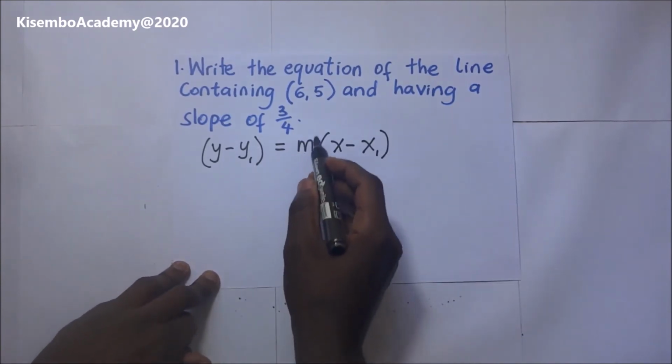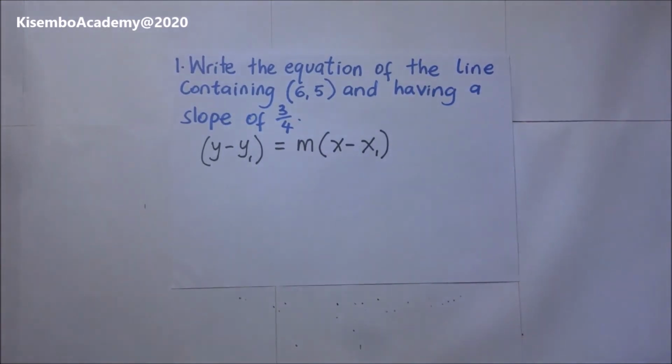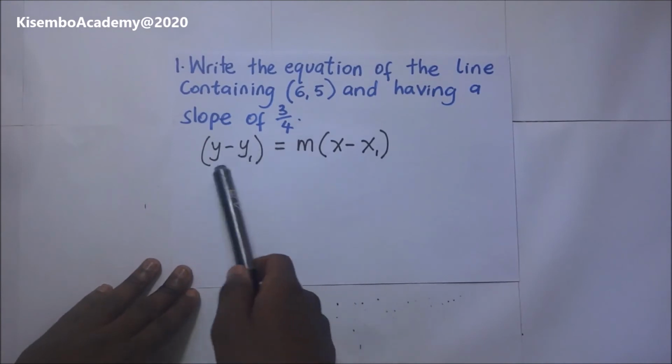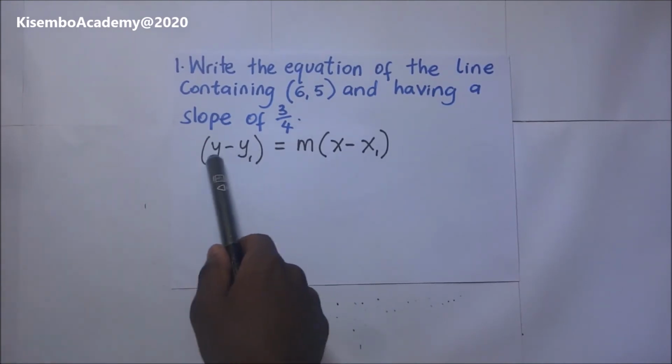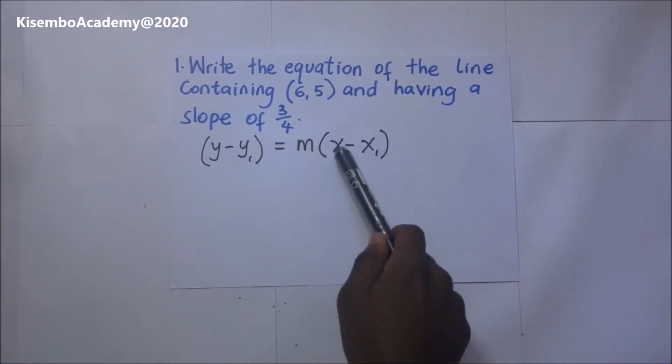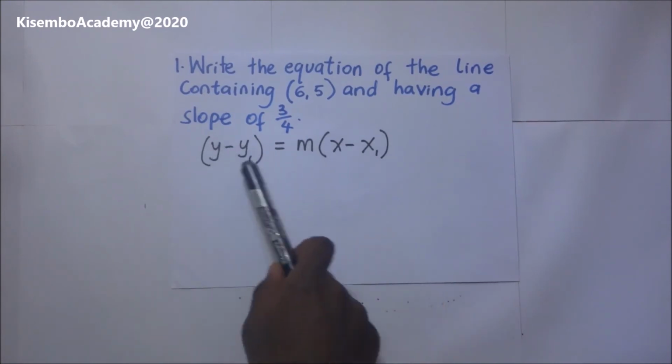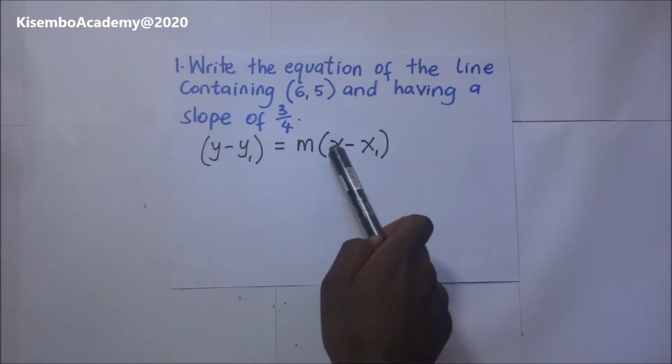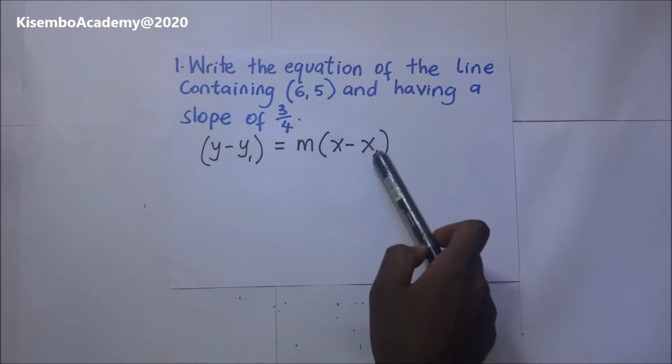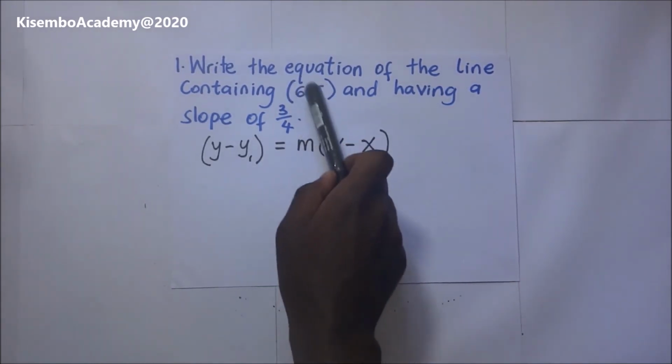Now, the value of m here stands for the gradient, and the points y and x right there are just an arbitrary point, x comma y, and then y1 and x1 is more like the point that is given.